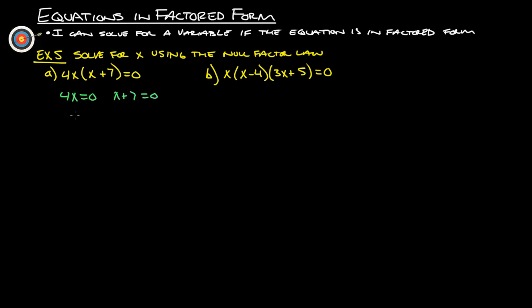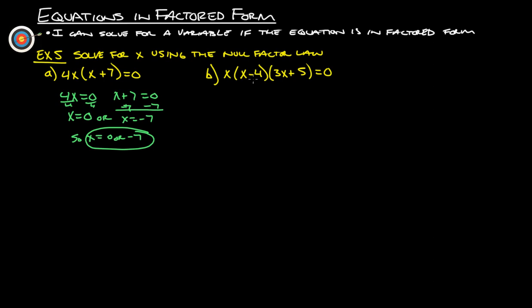Well, for 4x, we simply divide both sides by 4, and x equals 0. Or we subtract 7 from both sides, and we get x equals negative 7. So x can equal 0 or negative 7. Both of those would work for this one.